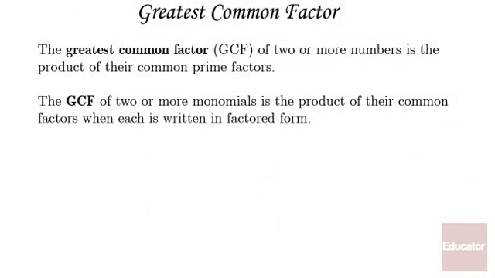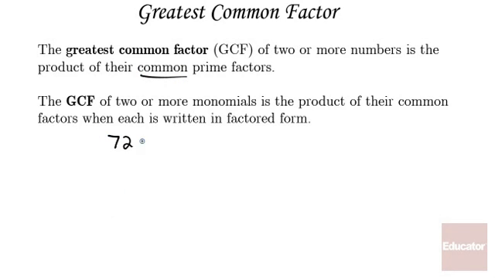Okay, greatest common factor is a concept that you've probably heard before, and we're going to review it, and we're going to also apply it to monomials and eventually to polynomials. So if I'm talking about the greatest common factor of numbers, that would be the product of their common prime factors. And notice it says common prime factors. Let's look at what that means.